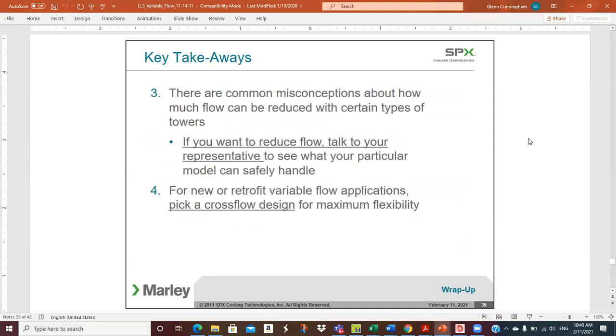There are common misconceptions about how much flow you can reduce with certain types of towers. If you want to reduce flow, talk to your rep. Engineers at the company should know. For new or retrofit variable flow applications, pick a crossflow tower for maximum flexibility.